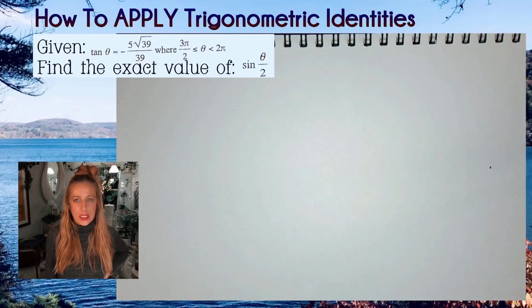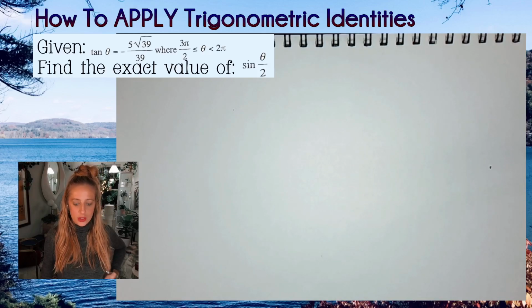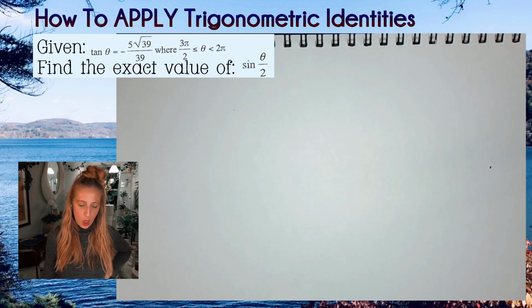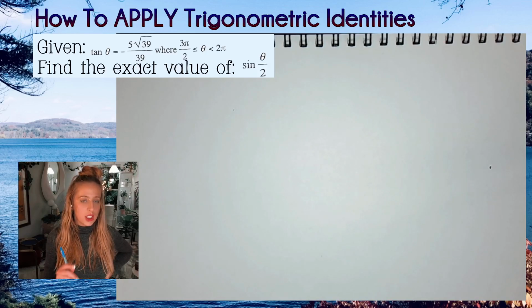Hi everybody, in this video we are going to use trigonometric identities in applications, and we are given this prompt that you see on the screen right now. Given tan theta equals negative 5 root 39 over 39, pause, address that situation. Even without reading further, tangent is negative. So that means my reference triangle and my terminal side of my angle will be in quadrant 2 or 4.